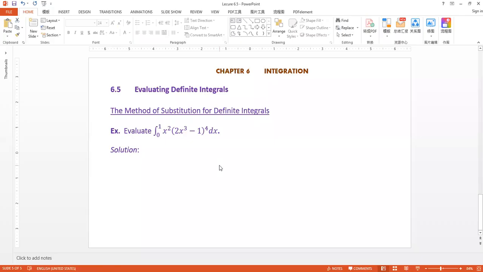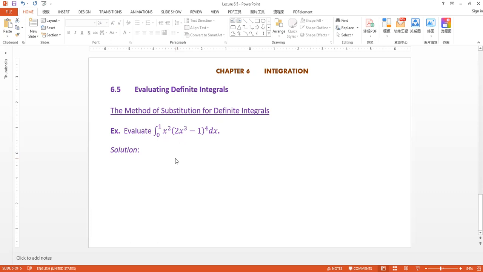Hello, I'm going to work through an example in section 6.5 using the method of substitution for definite integrals. This whole section is about evaluating definite integrals. And as I said before, substitution is the most commonly used technique in evaluating integrals, either indefinite or definite.